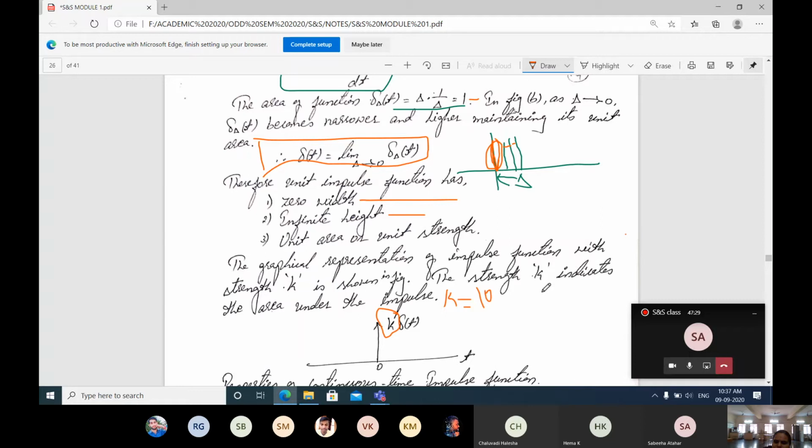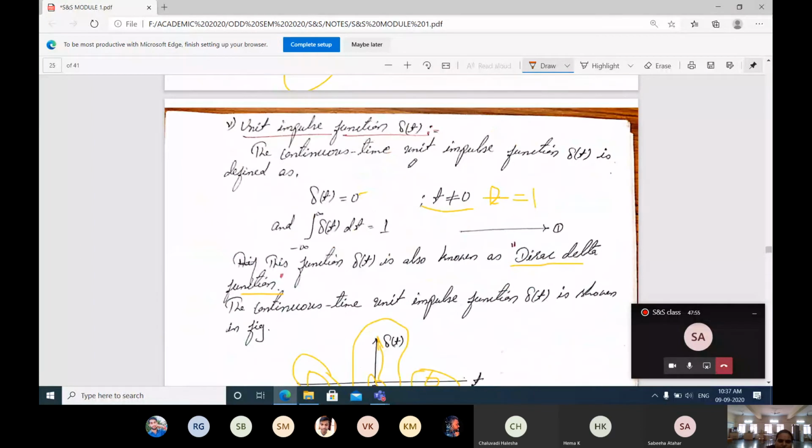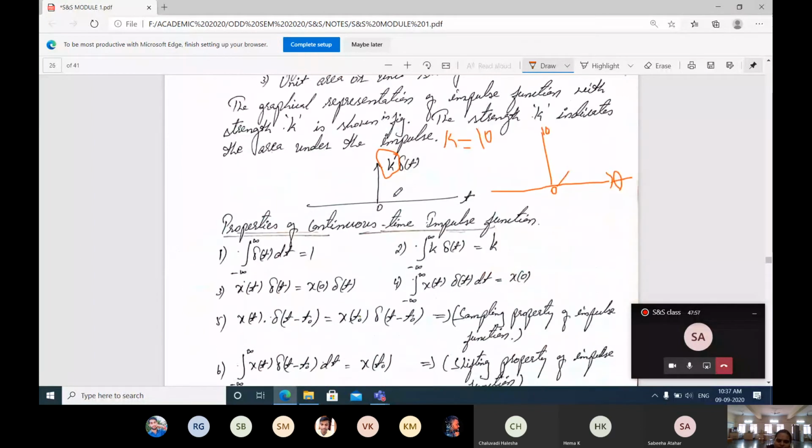When I want to draw the signal, what do you have to do? This is your time function. From the 0th position till the k value, which is 10, the signal is going to exist at the 0th position only. Okay, this is how we go through the unit impulse function, that is delta of t.